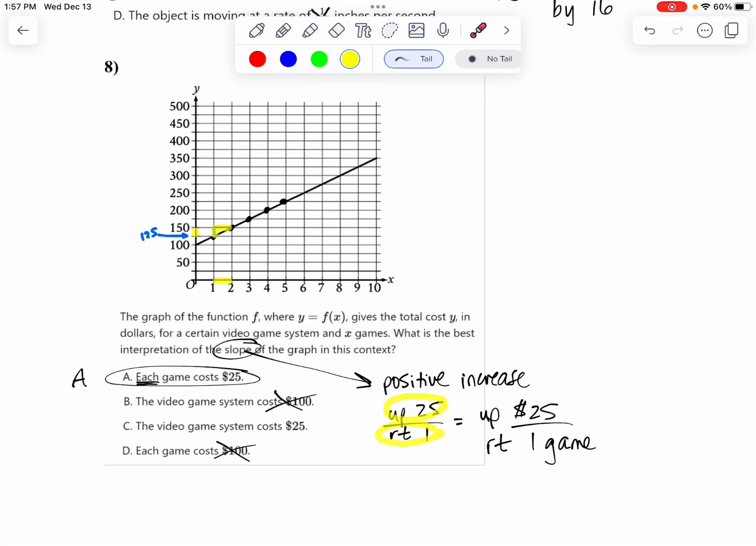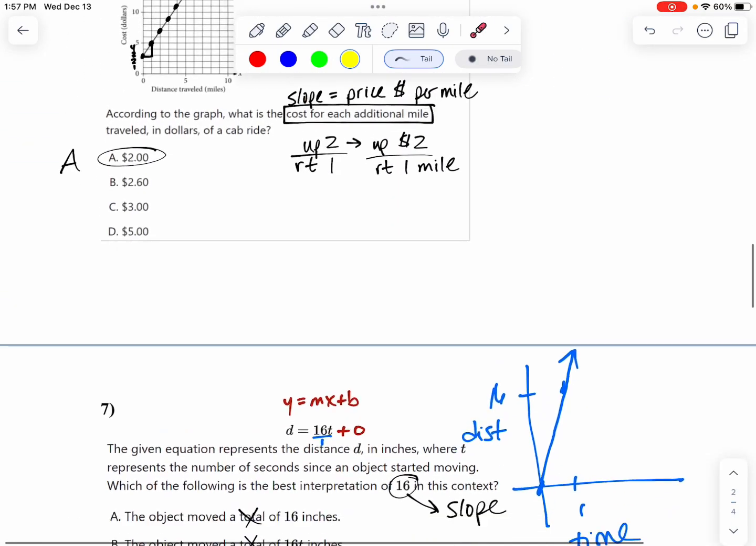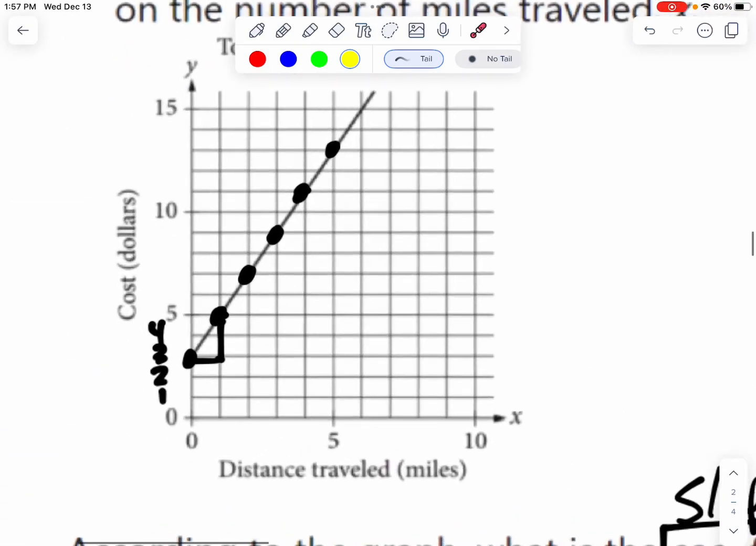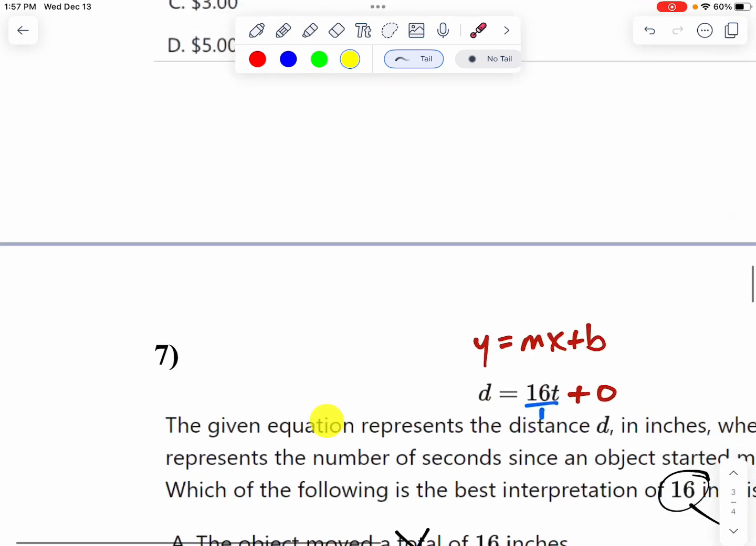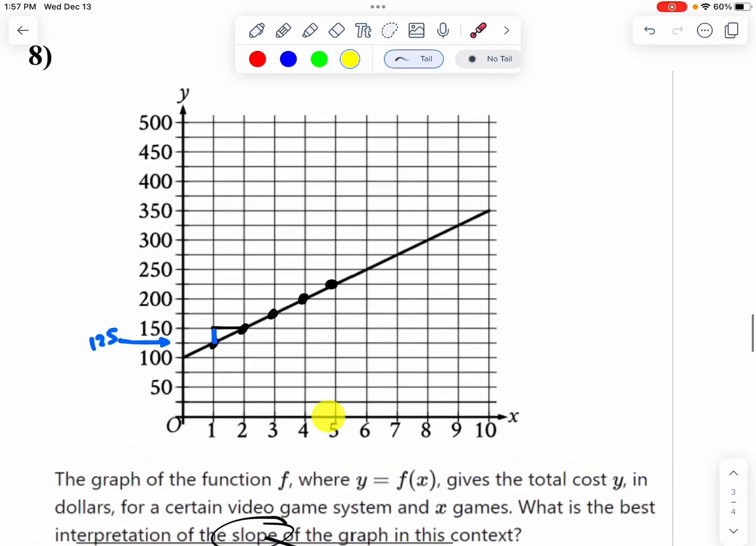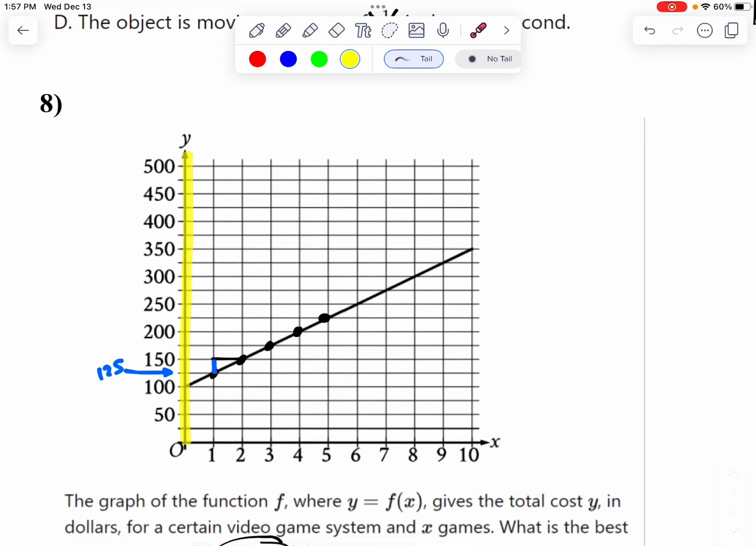Be really careful. This is different from this problem up here because every box was 1 unit, because it went 0 to 5, and every box here was 1 unit. This is where they will trick you again. So we have to pay very close attention to the scale of the axes. It looks like we're going up 25 over 1. That is what the increments are on the y-axis.